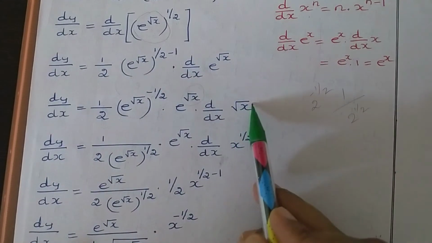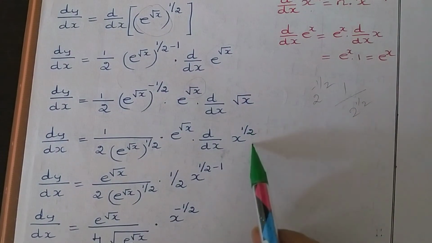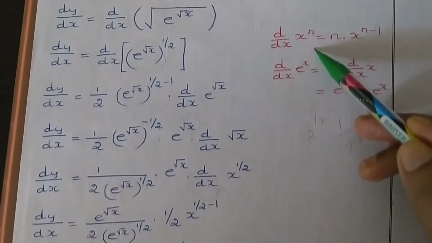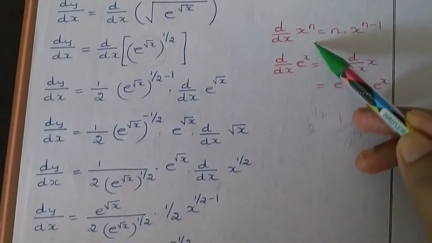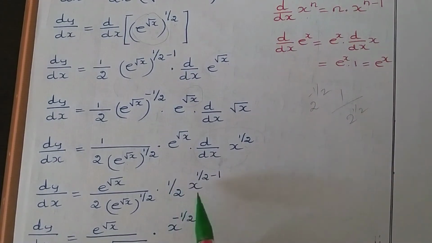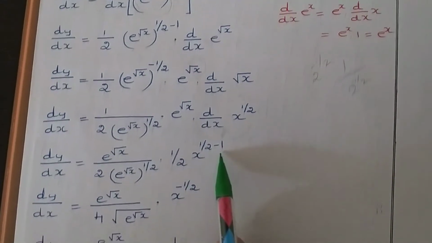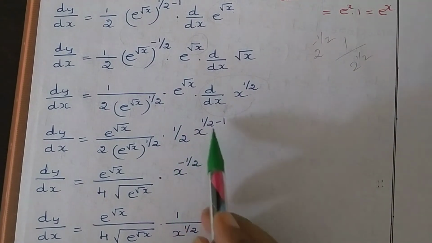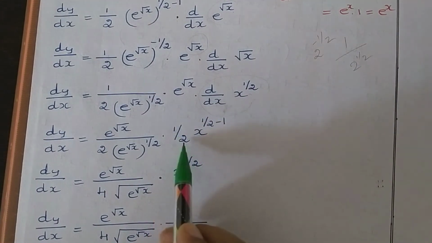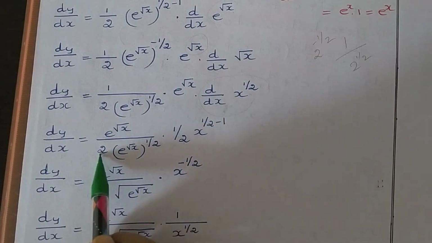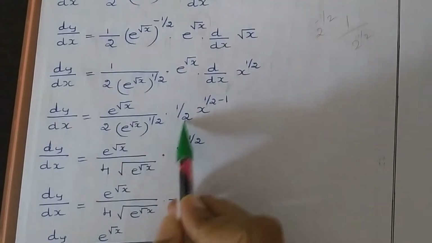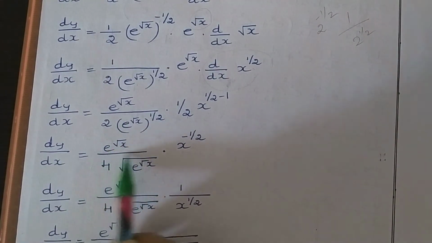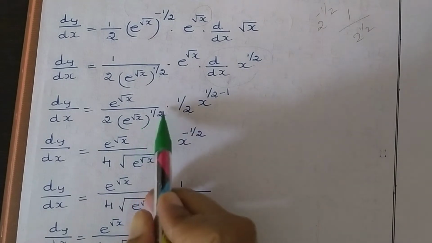Then this square root x I am writing as x to the power half. So for this again we can apply this formula. After applying this derivative formula, we get here half into x to the power half minus 1. That gives half into x to the power, this is minus half. Now here we have half, here also we have half. This if you multiply, you get 4 here. So we have e to the power square root x divided by 4 into this half.